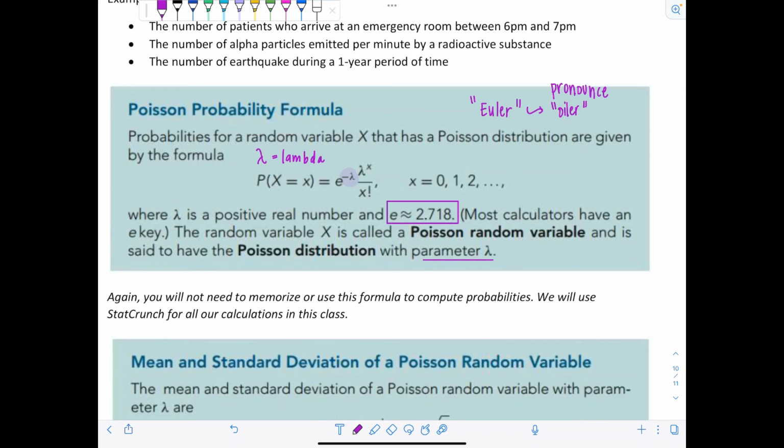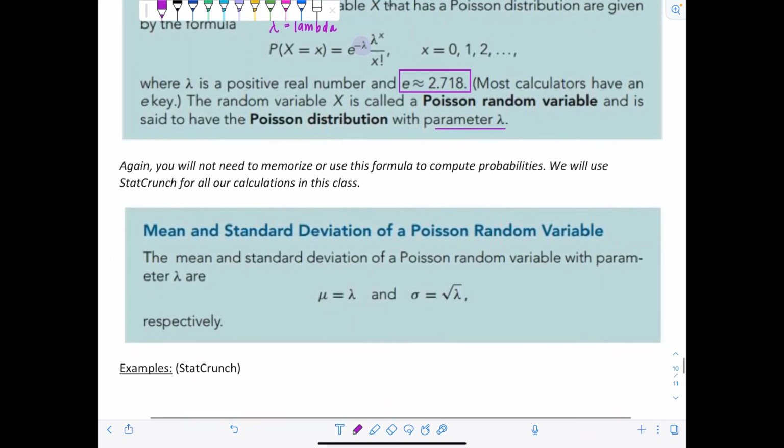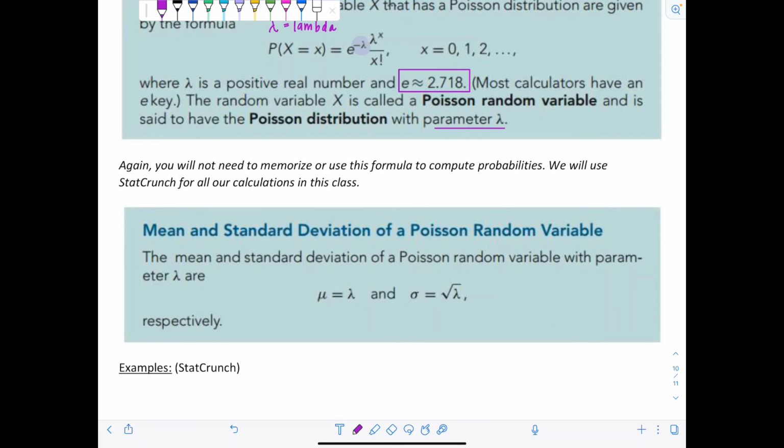And the only other thing to remember is finding the mean and standard deviation for this random variable, but it's pretty easy. The mean and standard deviation are as follows. Lambda, the parameter they're going to give you. So the mean is equal to lambda, and then the standard deviation is equal to the square root of lambda. It's really that straightforward. Okay, so let's jump into StatCrunch now and look at some examples.